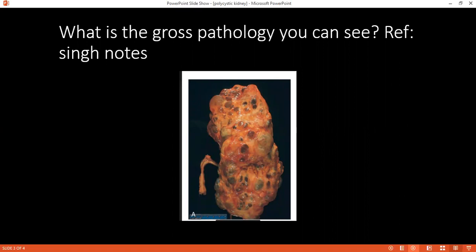What are the treatment options that you can offer to the patient with polycystic kidney disease? If it is large enough and causing severe pain, surgical excision, sorry, nephrectomy. Kidney failure is already there, so you are doing nephrectomy. The other option would be renal transplant.